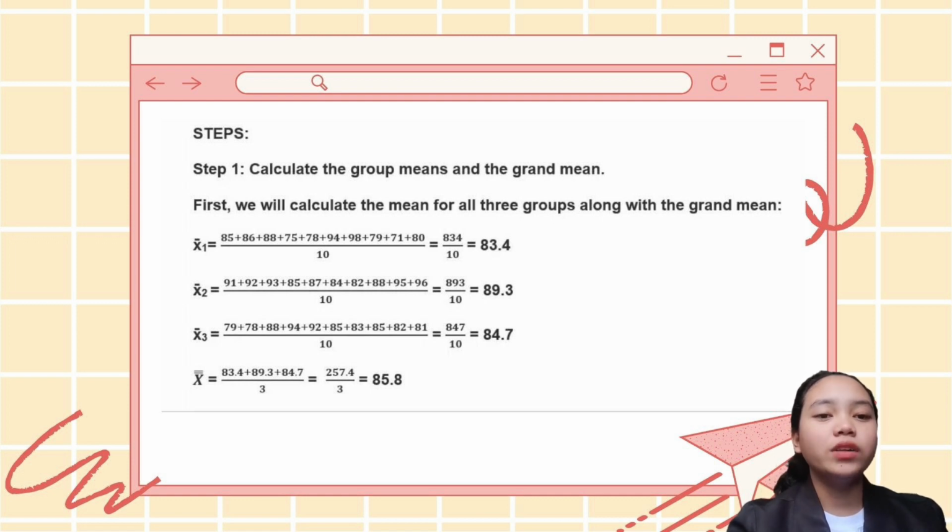We will add all three means to get the grand mean, which is 83.4 plus 89.3 plus 84.7, divided by 3, equals 257.4 divided by 3, which equals 85.8, the grand mean.